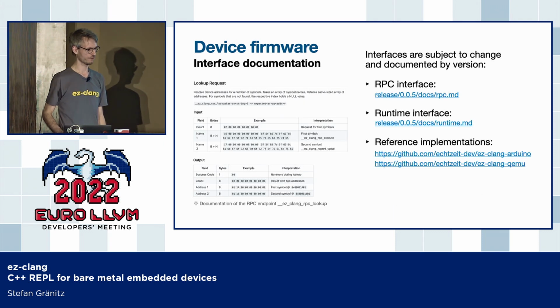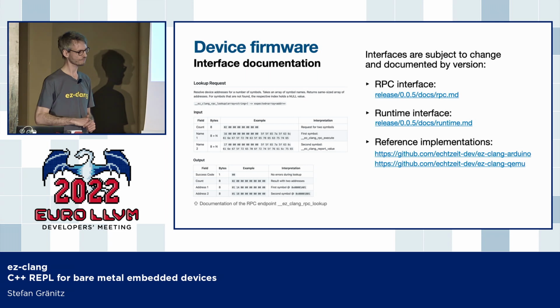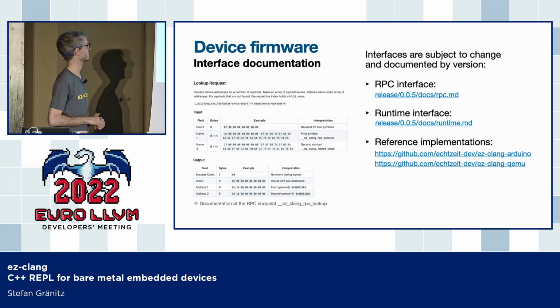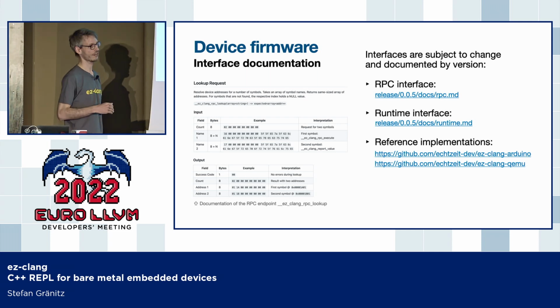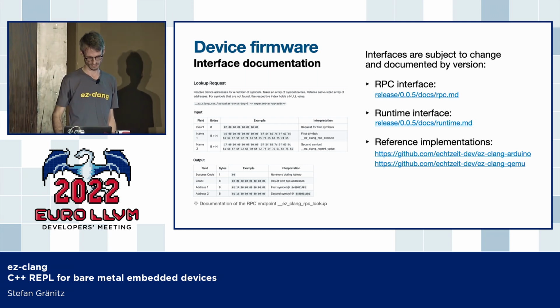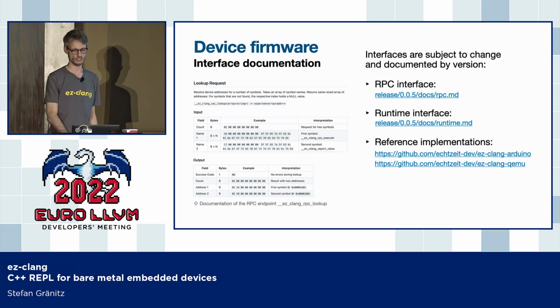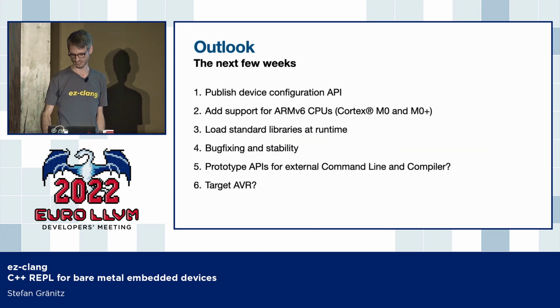The device firmware is in a very early stage as well, but there is documentation online. There's one for the RPC interface and one for the runtime interface, and it looks about like this. There is a list of fields that you have to pass through it, and an explanation of the binary encoding that it expects, for an example. I hope this is readable and useful. If there are any issues, please let me know, or file bugs. I would be very interested in feedback.